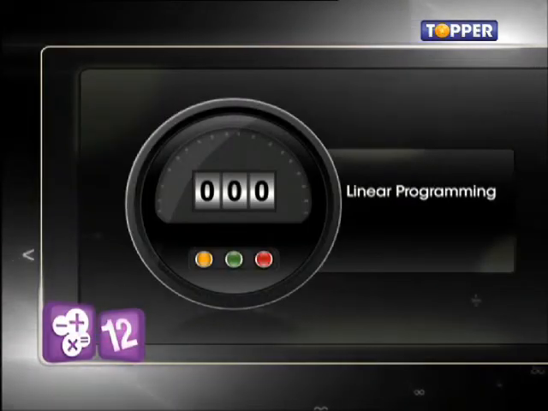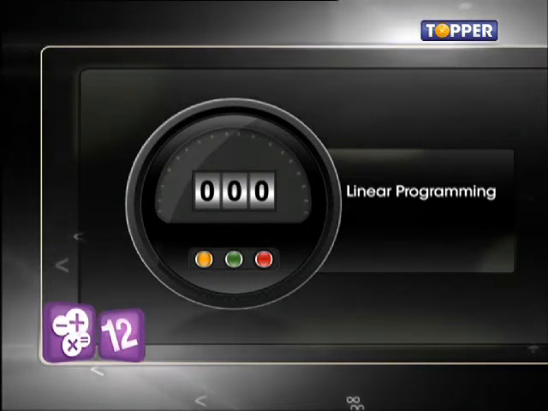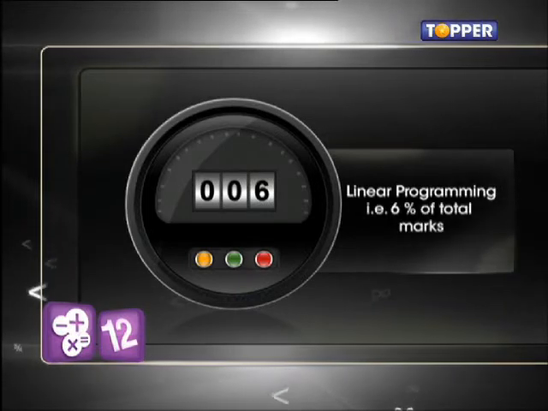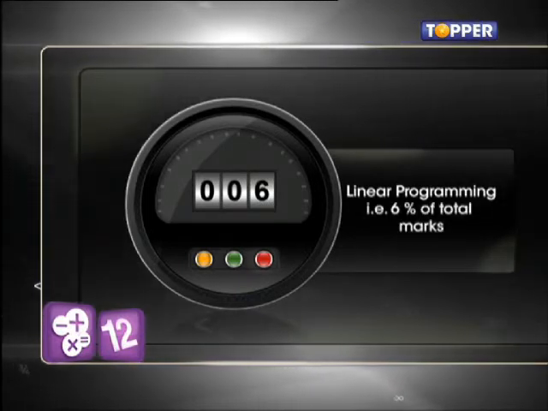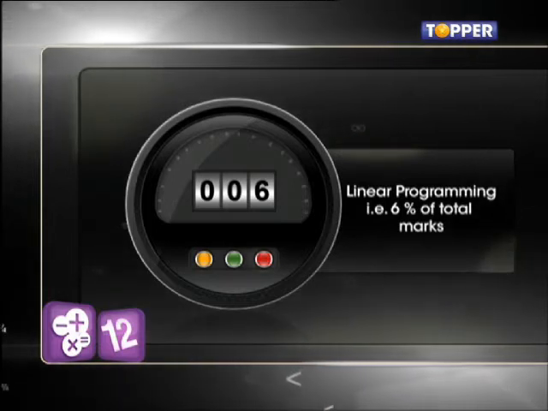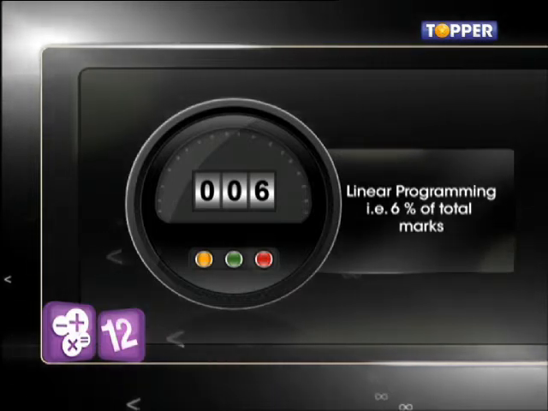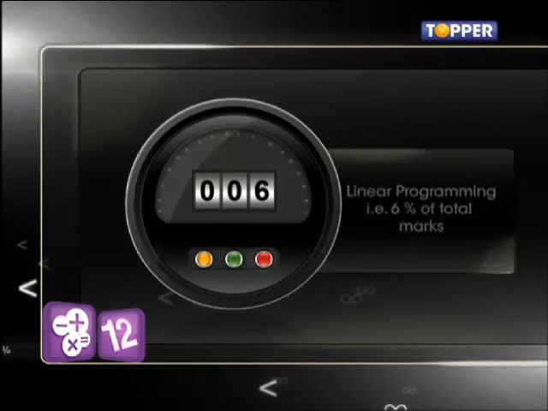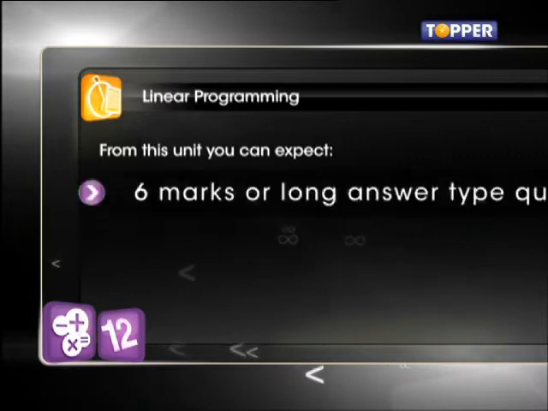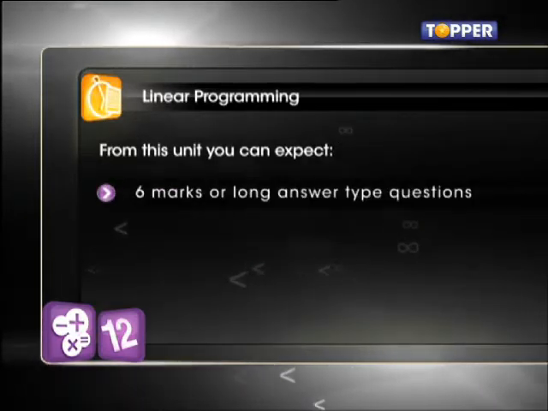Today we'll discuss the unit linear programming. This is a pretty important topic as it is worth 6 marks, that is 6% of your total question paper. The unit of linear programming comprises of only one chapter, namely linear programming. Ever since the beginning, CBSE has been asking a 6 marks question from this unit.